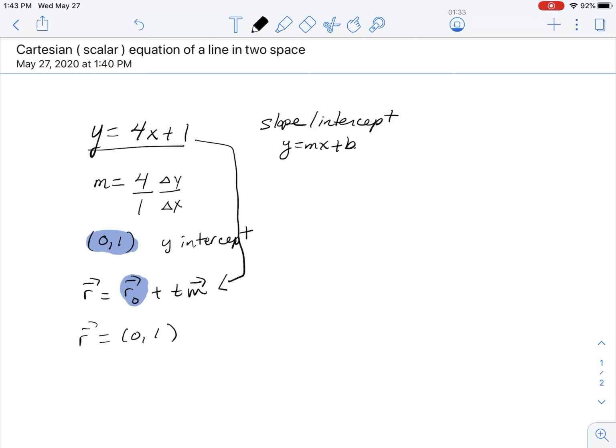Now, if I wanted to, I could pick any point, so I could go back up here and generate any point I want. But (0, 1) is there, so we can use that one, or any point that you choose.